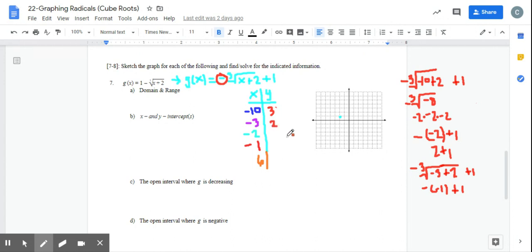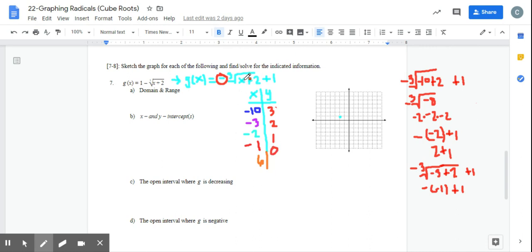Okay. And then if I plug in negative 2 into here, negative 2 plus 2 is going to be the cubed root of 0. And negative 0 is just 0. So this is actually going to be 1. I'm going a little bit faster now. Negative 1 plus 2 is actually going to be a cubed root of 1, which is positive 1, but times that negative is going to be negative 1. So this actually ends up being 0 because negative 1 plus 1 is 0.